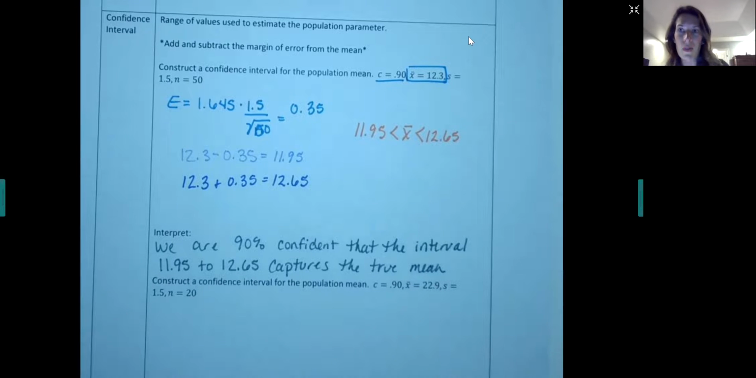We're going to practice one more time, and then you guys have homework. In the homework, it might be a story problem, but it's still going to be finding either just the margin of error, or building a confidence interval where you're finding the margin of error and then adding and subtracting it from the mean. So we're constructing our confidence interval.